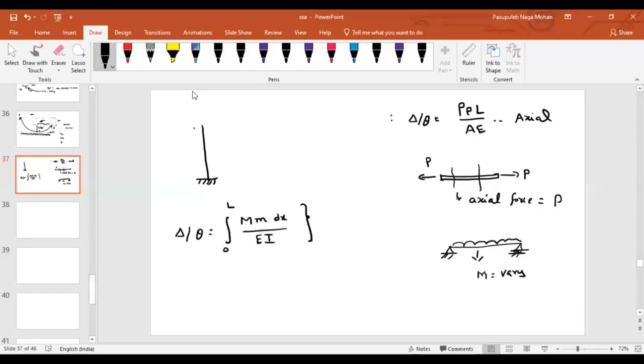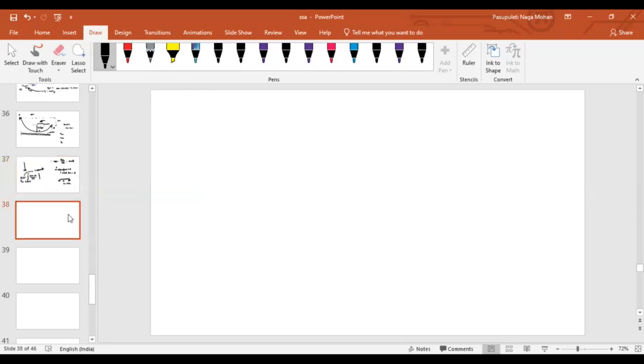Then, if you want to find the deflection, what do you have to do? You have to apply a unit force. If you want the slope, because of the forces, deflections will happen; if you want to get the rotation, obviously we have to apply a unit moment. Let us discuss a simple case we are all aware of.